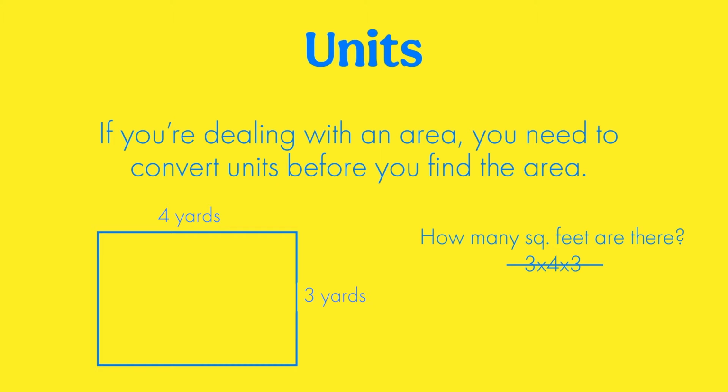Instead of multiplying to find the area and then converting to feet, first you're going to convert to feet and then multiply to find the area. So in this example, we have a 3 yard by 4 yard space. So we're going to do 3 times 3, which is 9, and then 4 times 3, which is 12, and then we have 9 times 12, which is 108 square feet. So that is the way that you can get this question right.